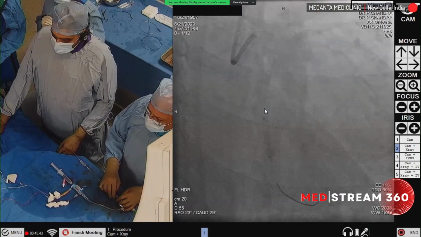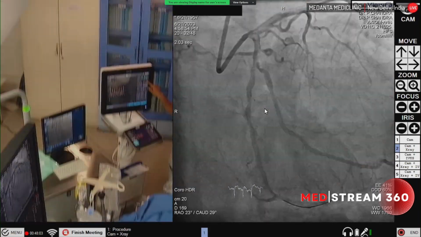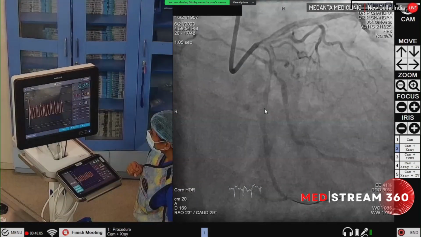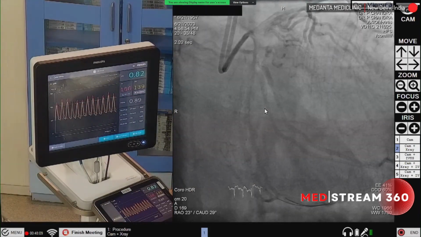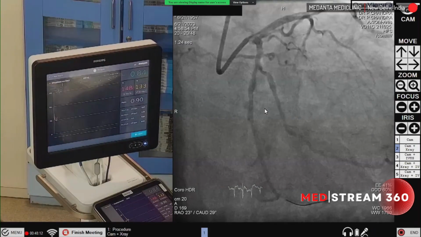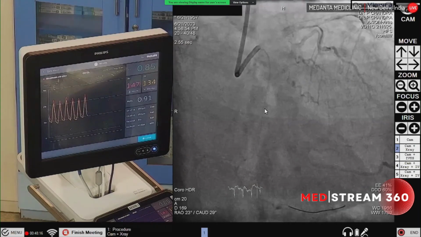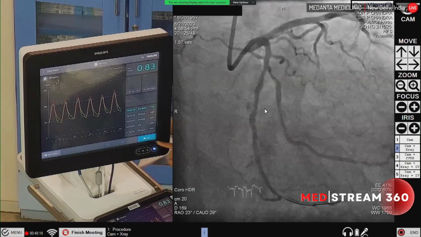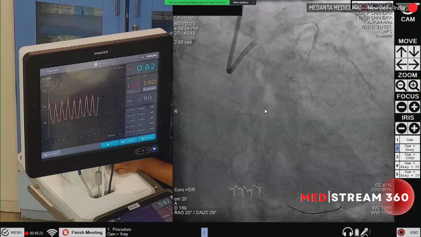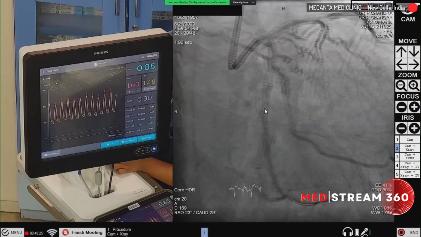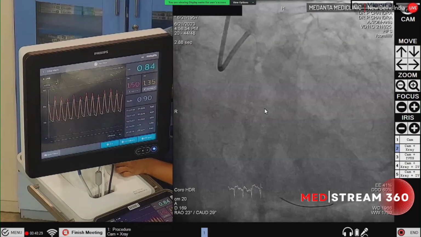Deflate. So this is phenomenal. The iFR has improved from 0.7 to 0.82, which is much better. And so the values are much better now. 0.83. How much? 0.83, 0.85. Okay, let's give some nitro, please.